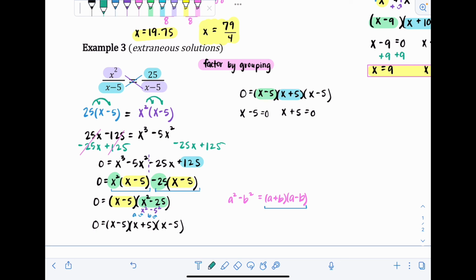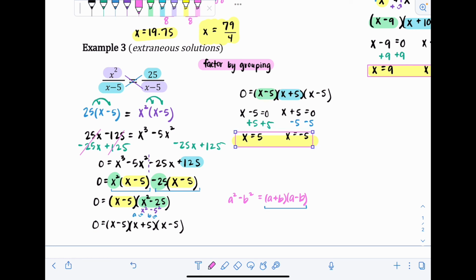So for the first one, x minus 5, I would add the 5 over to isolate x. So this would become x equals positive 5. For the second factor, x plus 5, I would subtract the 5 over to isolate x. So it would become x equals negative 5. So x equals 5 and x equals negative 5, those are solutions. However, one of them is extraneous.